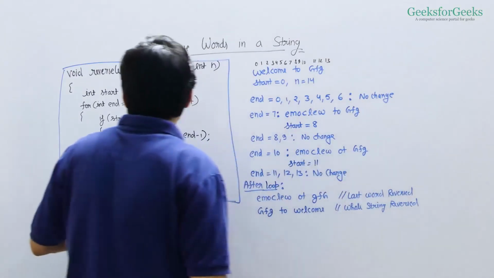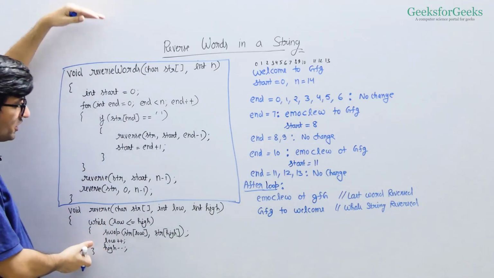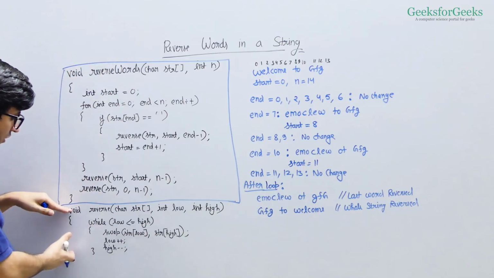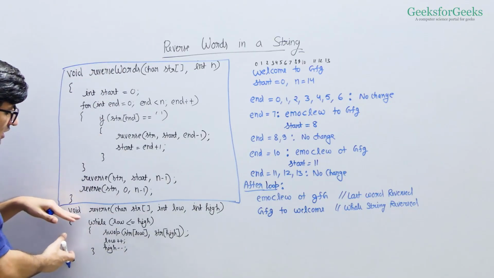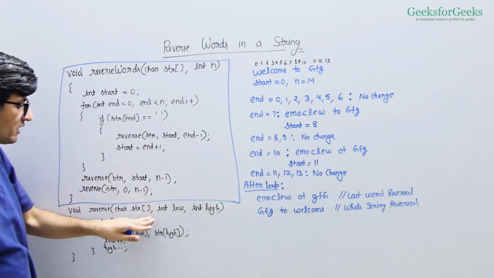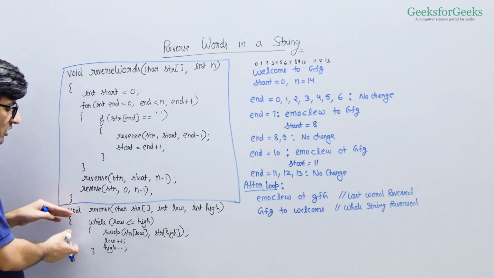So here is an implementation which is written close to both C++ and Java. This is the main function. This is a supporting function. This function only reverses the characters from low index to high index in a character array. In C++, you have a direct function for this purpose.